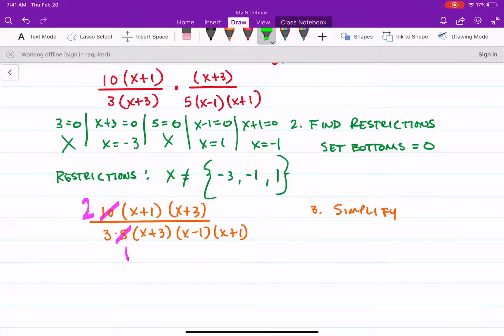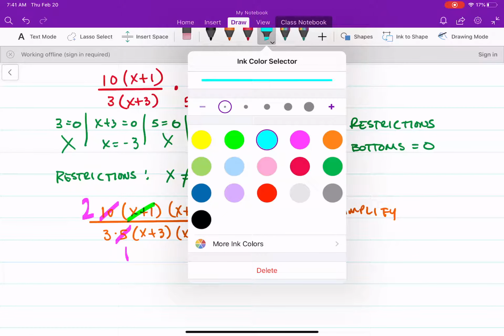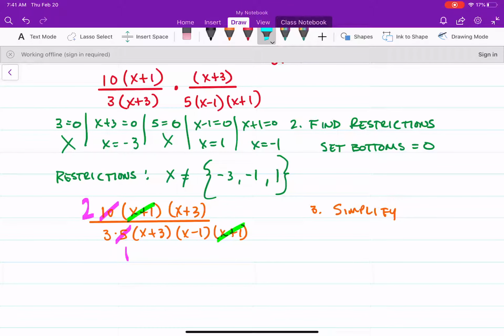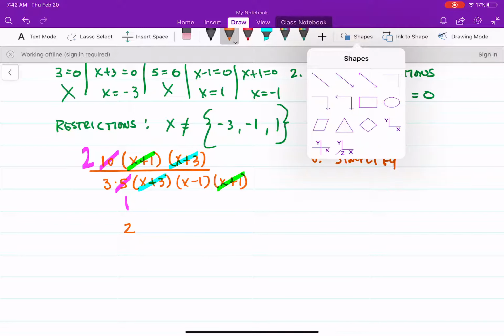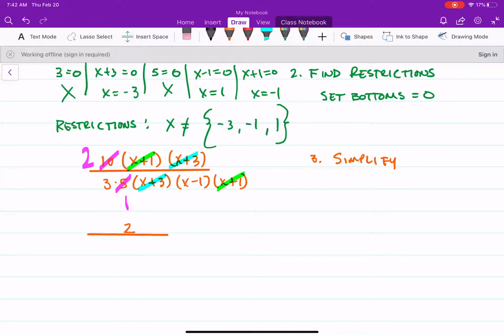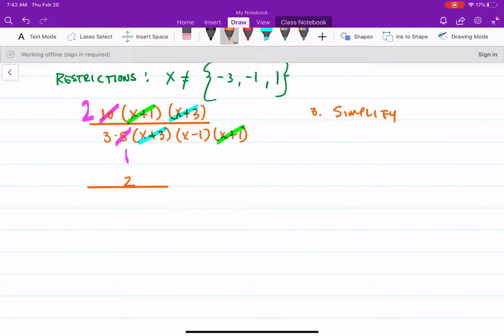Then we look at x plus 1. There is an x plus 1 on the bottom. Is there x plus 3? Yes, there is. And that's all we got. So therefore, on the top, we have left a 2. On the bottom, we have left a 3 and an x minus 1. So therefore, that is my answer.